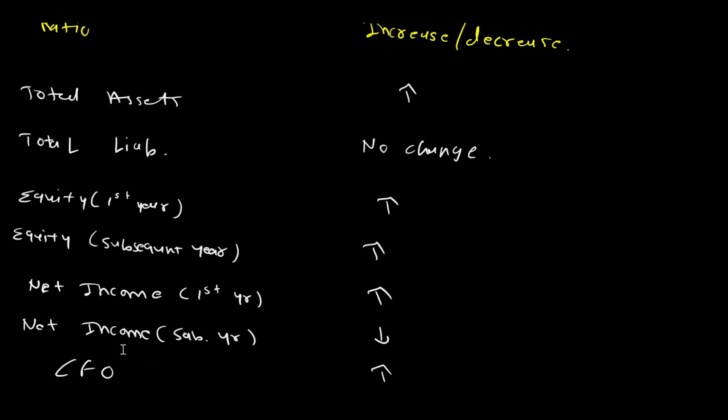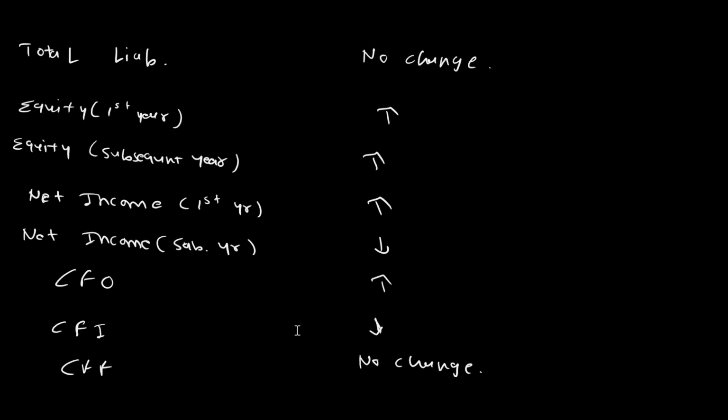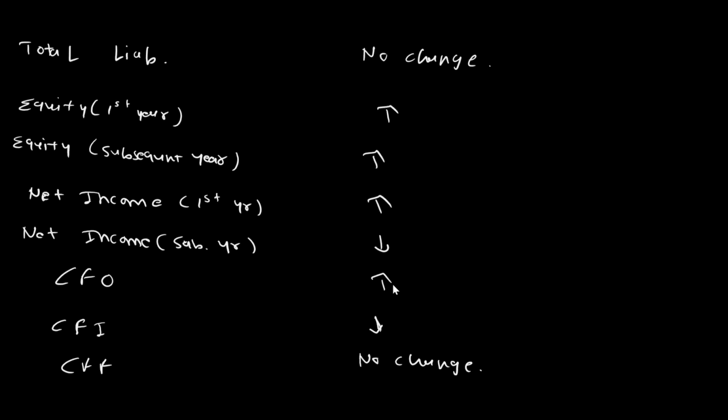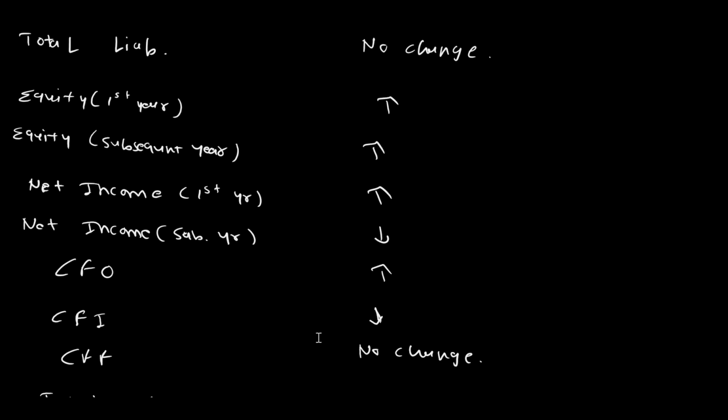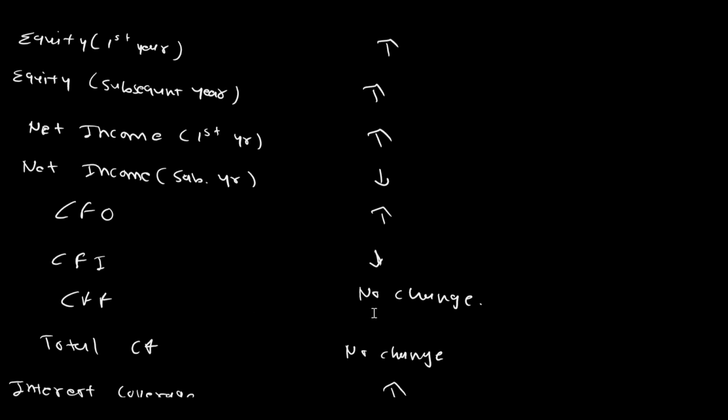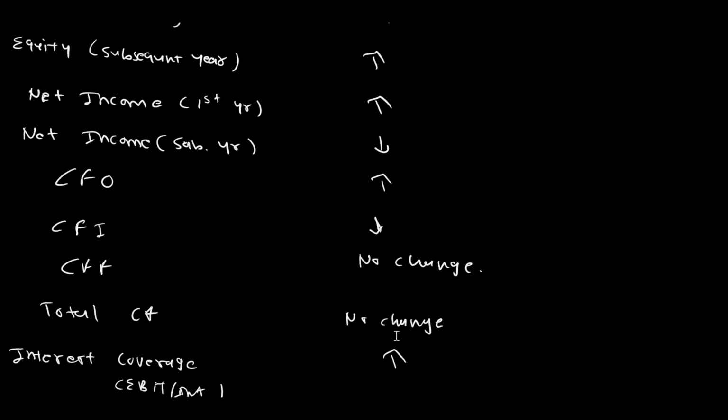So the capitalization company has the net income lower. My CFO will be higher, as I have shown this, because the capitalization company shows that cost in the cash flow from investing. So cash flow from operations will be higher and cash flow from investing will be lower. Financing cash flow will have no change and total cash flow will have no change.